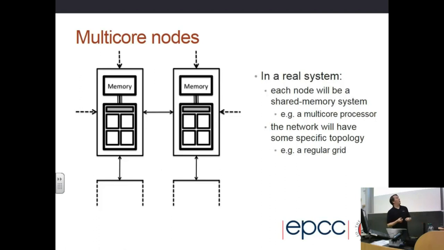The network will have some topology. Earlier networks had quite simple topologies. They had regular grids. Some of the early Cray machines were just a 3D torus. Literally, the network was a 3D grid. They're much more sophisticated now. The Cray Aries network, I don't have a slide here, which is used on Archer, is something called a Dragonfly topology, but it's very multi-level. It has many, many levels, and it has multiple paths between any two nodes. It's all quite complicated.